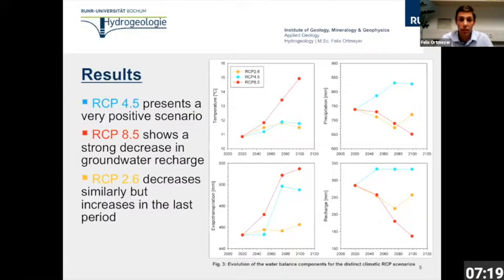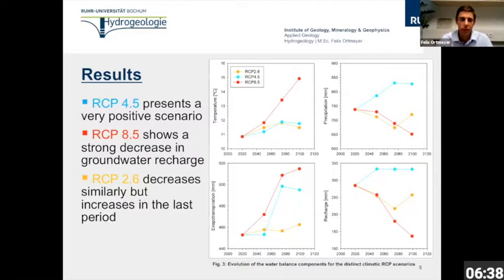Coming to the results, here you see the water balances: the temperature, precipitation, evapotranspiration, and recharge for the next 80 years and for the time periods 2020, 2050, 2075, and 2099. And we see that RCP 4.5 presents a very positive scenario because temperature isn't increasing much, the precipitation increases a lot, the evapotranspiration increases too, but all in all, the recharge is very high.